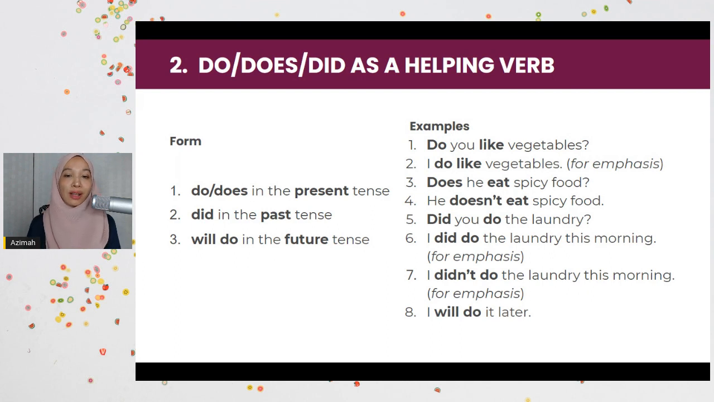If you want to answer in the future, you say, yes, I will do it later. Or I'll do it later. If you want to contract, I'll do it later. Okay. So just look at it first. Study it. It's easy enough, I hope so.